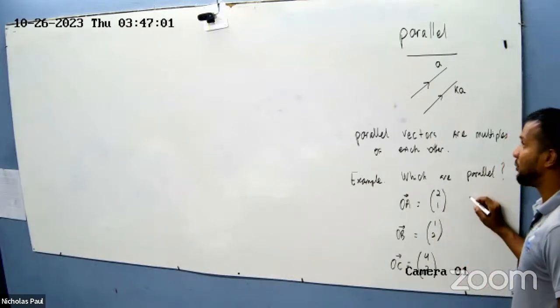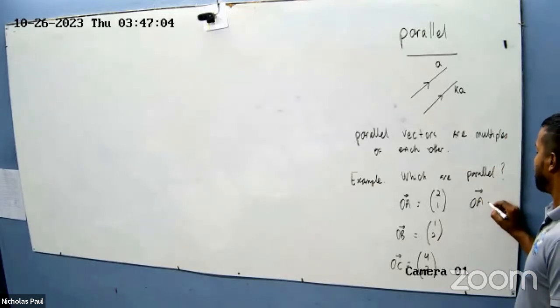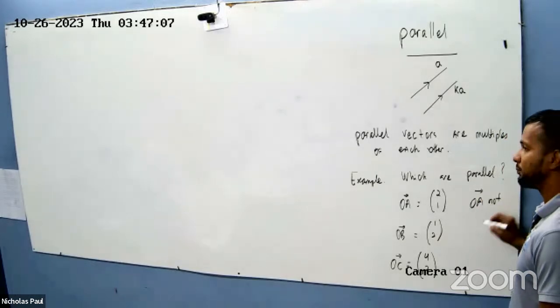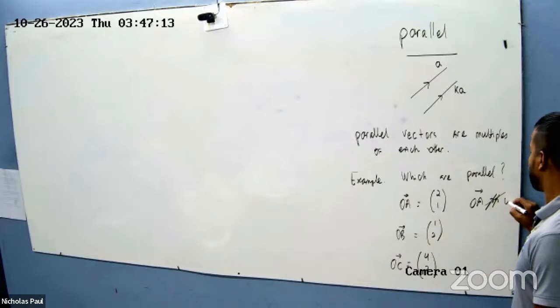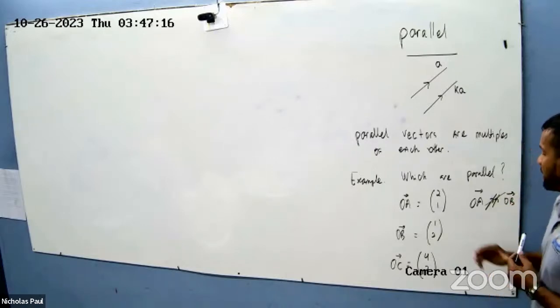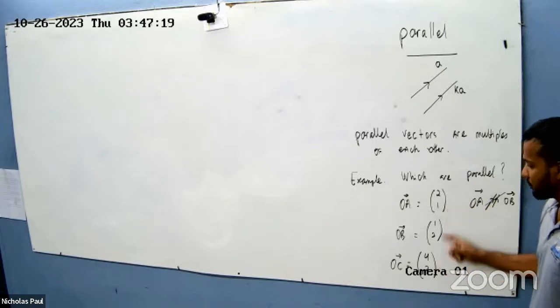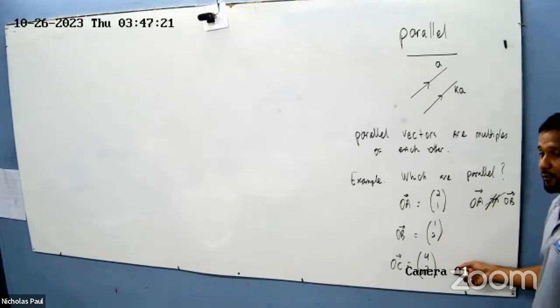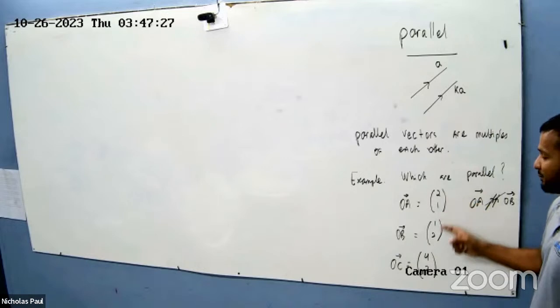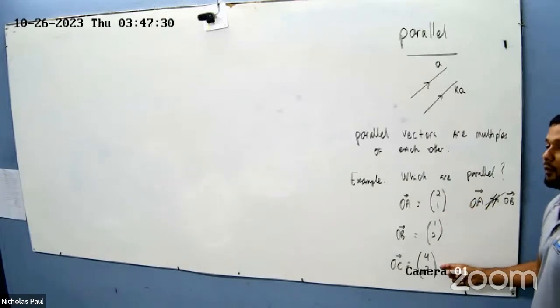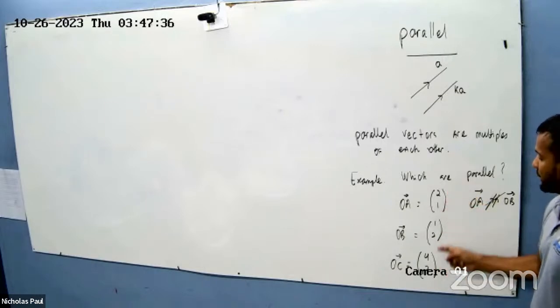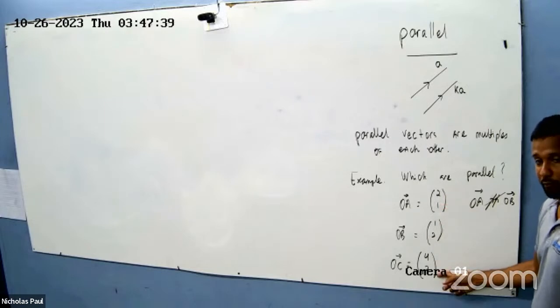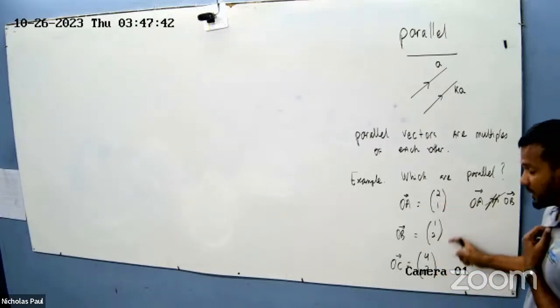So we can conclude that OA is not parallel to OB. What about these two here? What do you think? Can you multiply this by anything? Multiply this by 2 and you get it: 2 by 2 is 4, 2 by 1 is 2. So it means that these two are parallel.